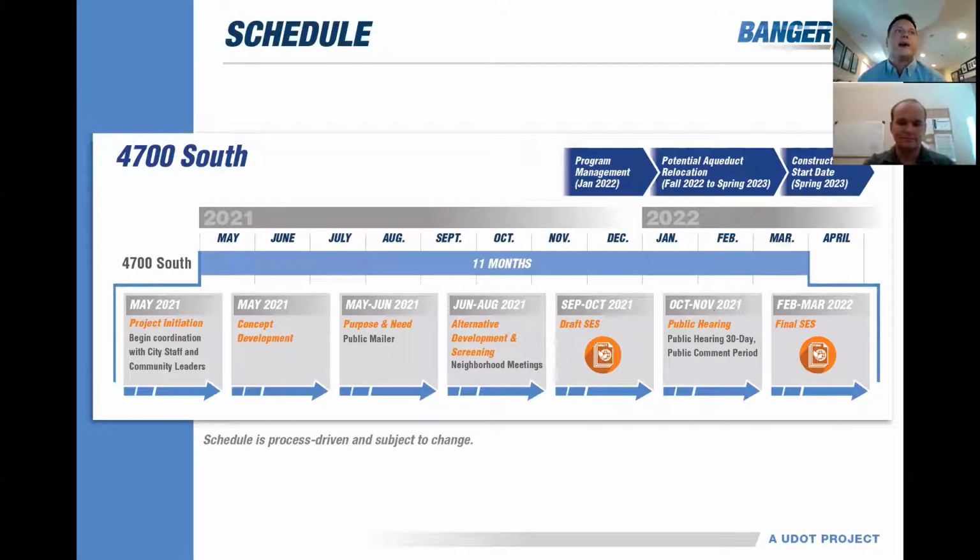The selected design concept will then be presented to the public for review and comment early next year at a formal public hearing. UDOT will then review and respond to public comments and may adjust the design as needed. The state environmental study process will then be complete and the project will move into contractor procurement and right-of-way acquisition. Construction for this project is scheduled to start in 2023 and typically takes a year and a half to 2 years to complete.